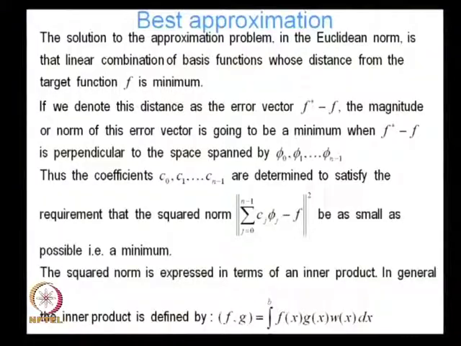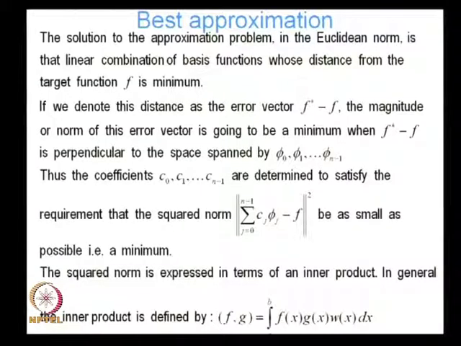Exactly similar, we have something like this. f star is what I construct by taking a linear combination of my basis functions. If the difference f star minus f is orthogonal, perpendicular, to the space spanned by these functions, then I know that the magnitude of this error vector is going to be a minimum.